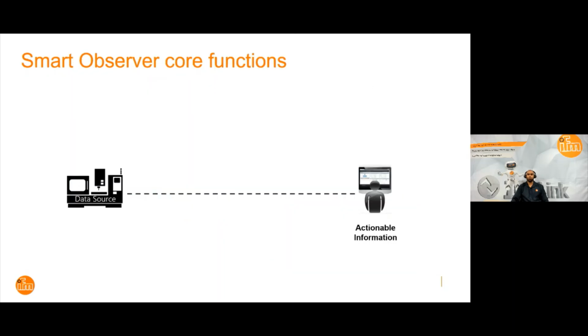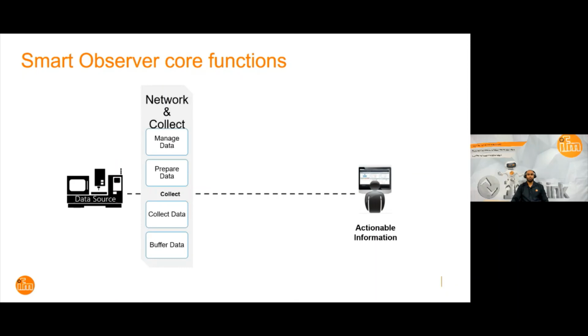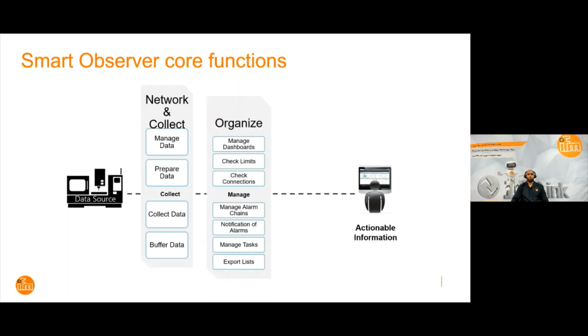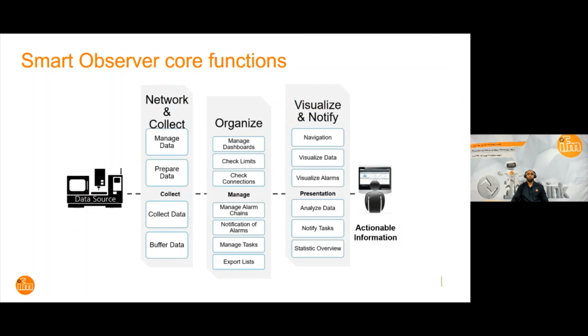Smart Observer has some core functions, right? From the actual data source, which is our sensors, to the point where your operator or the person that needs to see the information has to make a decision to take some actions, Smart Observer collects the data, manages the data by checking the connections and notification of alarms, and also visualizes the data. We just showed you on the previous slide how we can create navigation points, we can create trends, we can analyze the data, and we can also notify using different tasks.